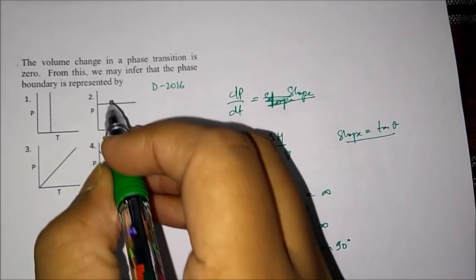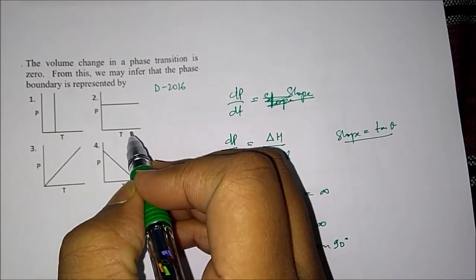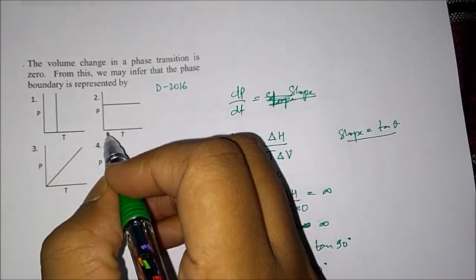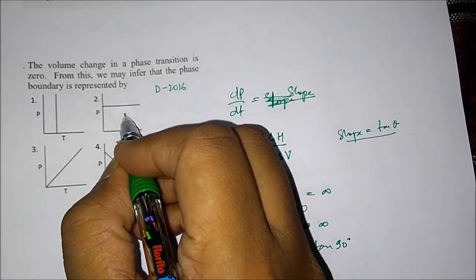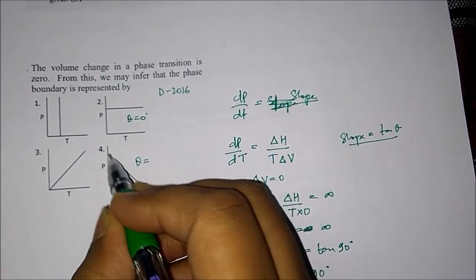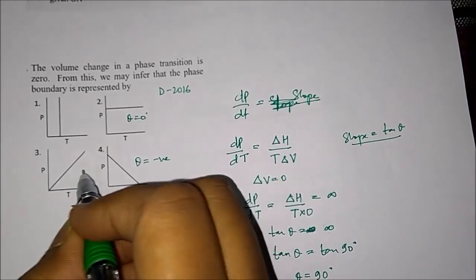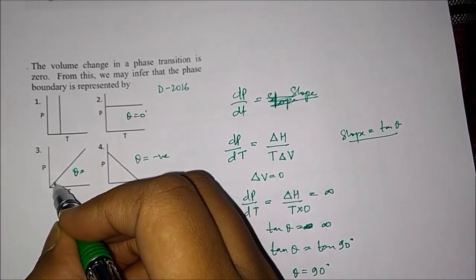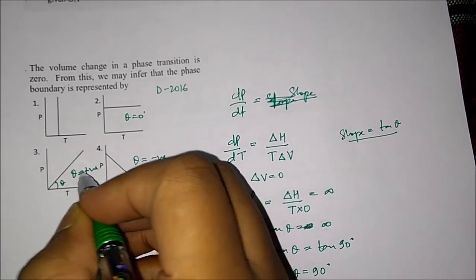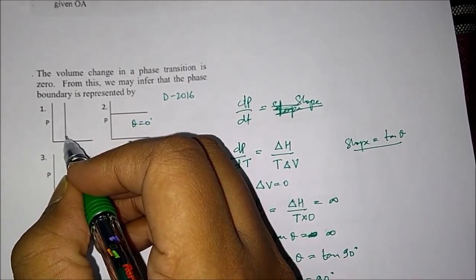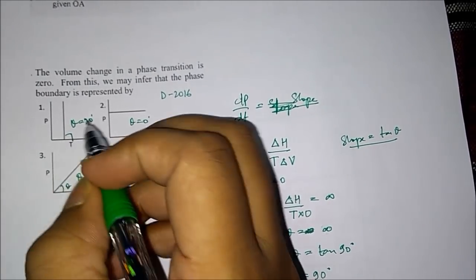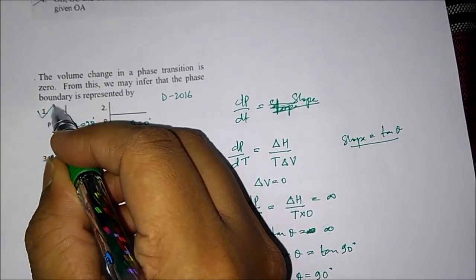Now if you check here, this line is parallel to the x-axis, that is the temperature. So here theta is 0 degrees. In this option, we don't know the value of theta, but theta is negative, that is all we know. Here also we don't know the value of theta, but it is positive. But here we know that theta is 90 degrees. So the correct option for this question will be option number 1.